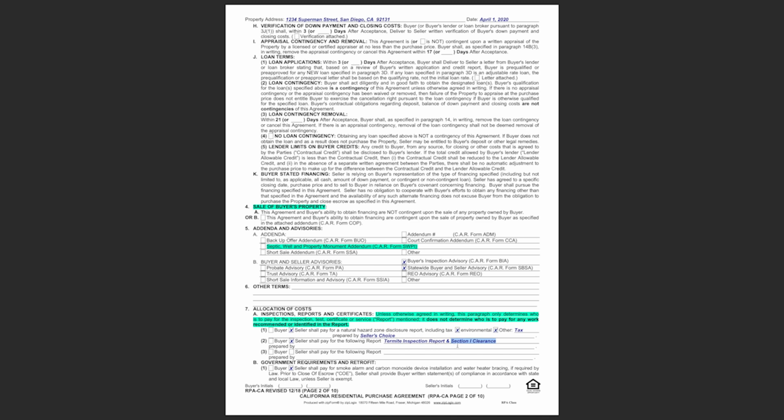Now, above here in this teal green color, you'll see that when CAR pulled out this termite inspection, they wrote some interesting verbiage. It says, unless otherwise agreed in writing, this paragraph only determines who pays for the inspection, the test, or the certificate or report. It does not determine who is to pay for any work recommended by that report. So it's telling you right here that you're not supposed to decide who is paying for Section 1 or Section 2 items inside the termite inspection report, but you're still seeing a lot of buyer's agents build this into the agreement by typing it.